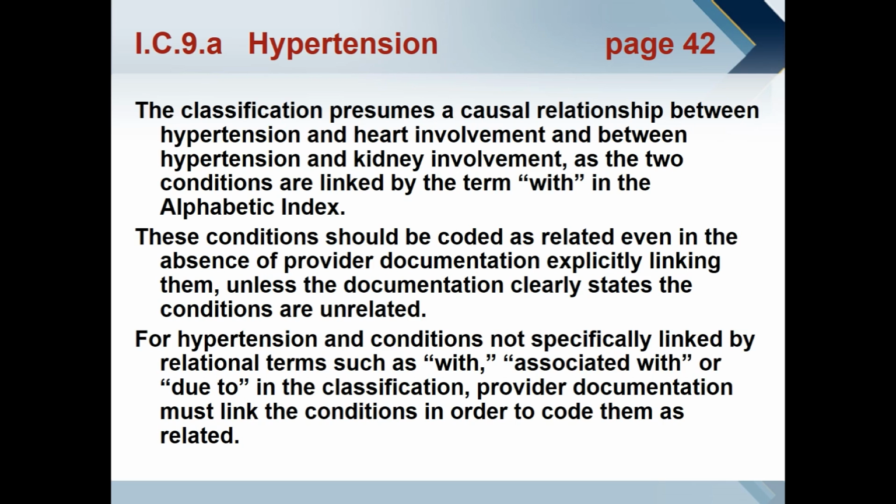Let's take a look at the topic of hypertension and congestive heart failure and see that it may not be very confusing after all. Let's start by looking at the guidelines. Guideline 1C9A, hypertension, tells us that the classification presumes a causal relationship between hypertension and heart involvement and between hypertension and kidney involvement, as the two conditions are linked by the term with in the alphabetic index. These conditions should be coded as related, even in the absence of provider documentation explicitly linking them, unless the documentation clearly states the conditions are unrelated.